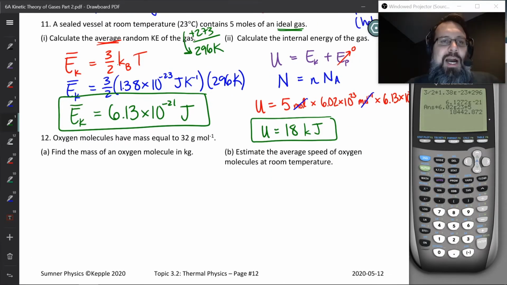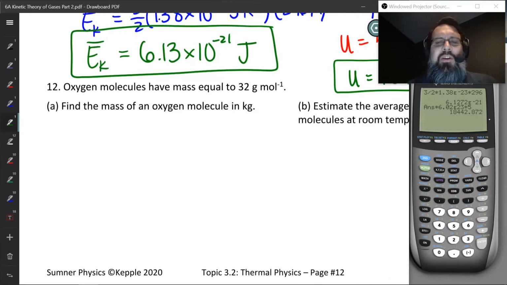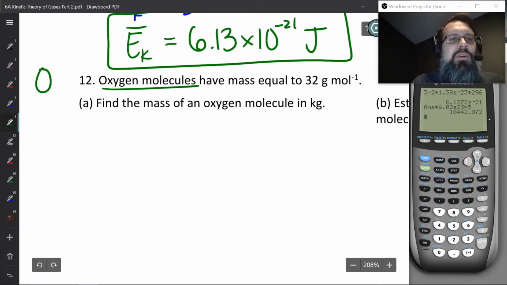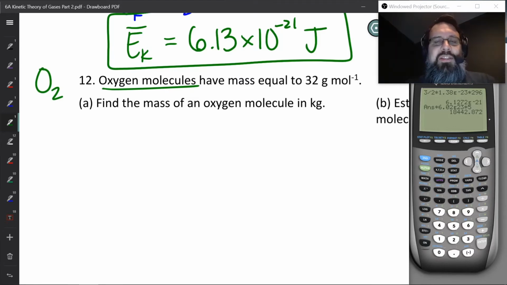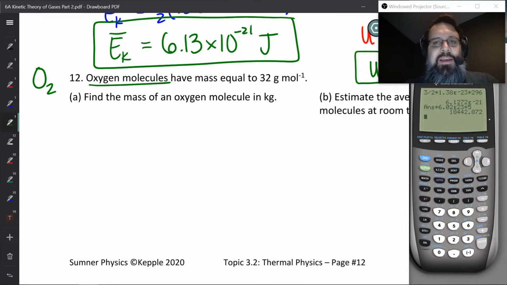Okay, next question. Oxygen molecules have mass equal to 32 grams per mole. So that means if you have a mole of oxygen, it'll have a mass of 32 grams. Also, these are oxygen molecules. Oxygen molecules are different than just oxygen because oxygen molecules, they always come in two bonded together oxygens. It's a diatomic molecule. Find the mass of an oxygen molecule in kilograms.